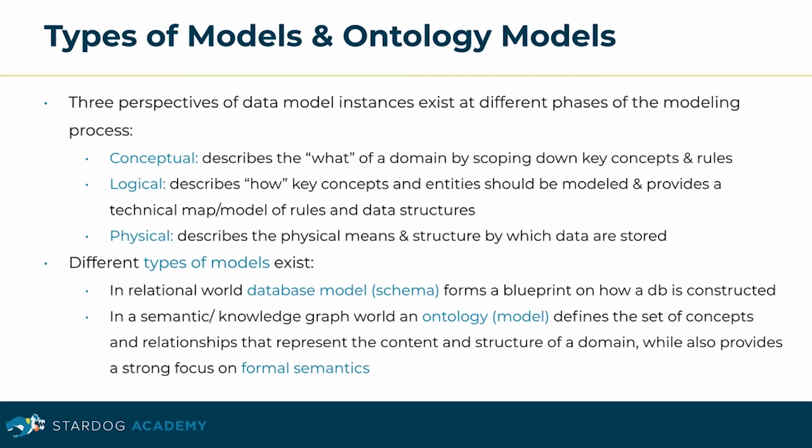For example, in the relational world, a database model or schema forms a blueprint on how a database is constructed. Now, in the semantic or knowledge graph world, we use ontology models. An ontology model defines the set of concepts and relationships that represent the content and structure of the domain, while it also provides a strong focus on formal semantics. We will see more on that in the rest of the presentation.